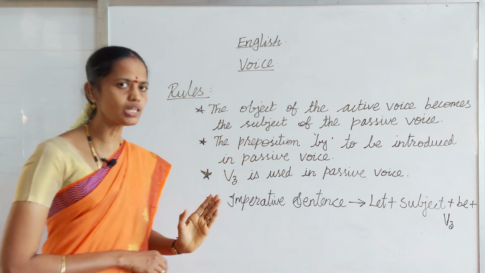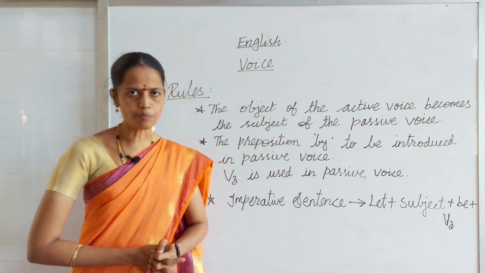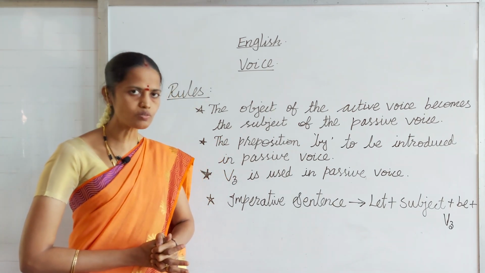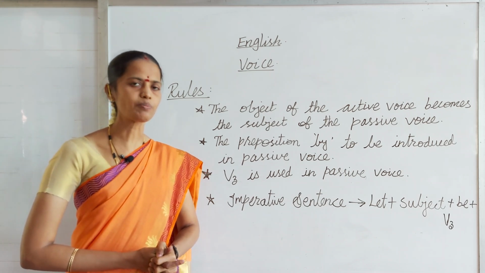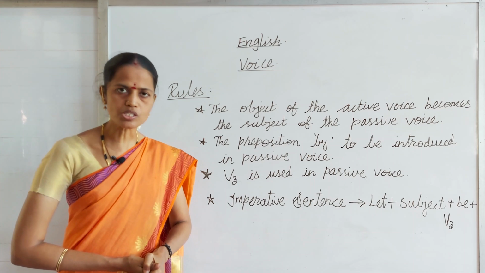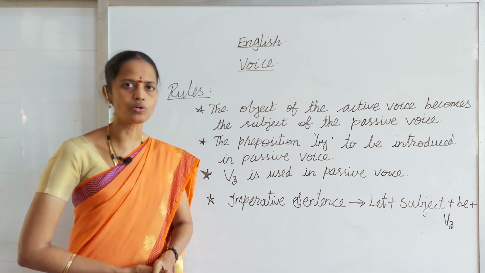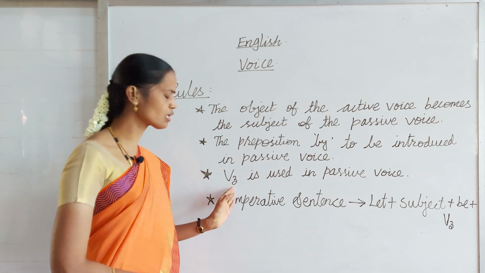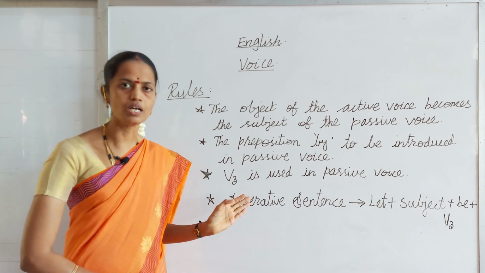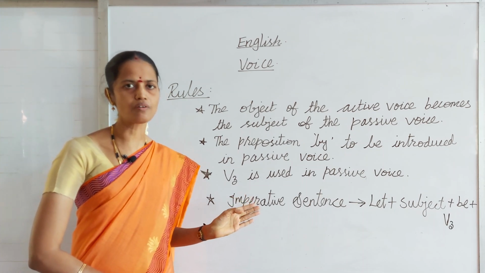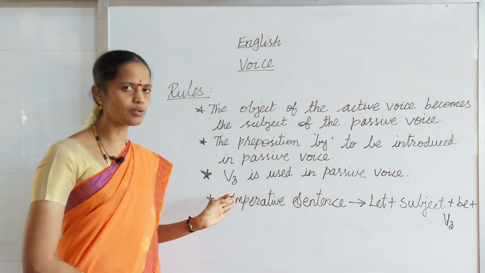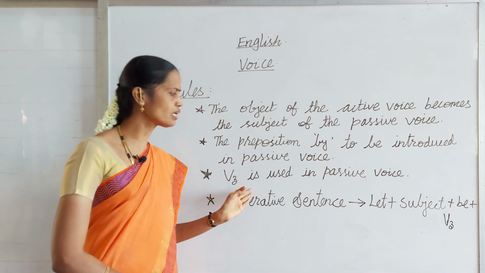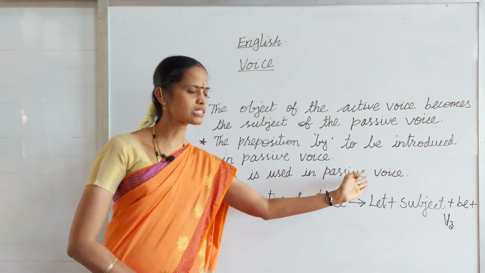Then the third rule: always in passive voice we have to use the third form of the verb. V3 is nothing but the participle of the verb. So the third form of the verb, V3, is used in passive voice.